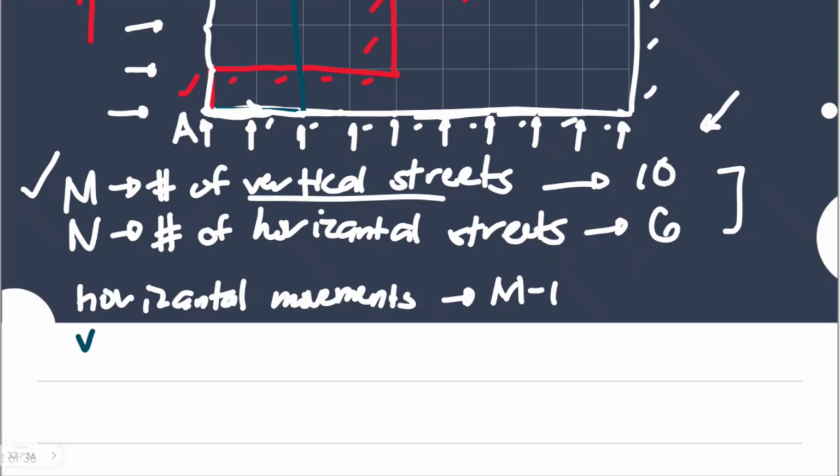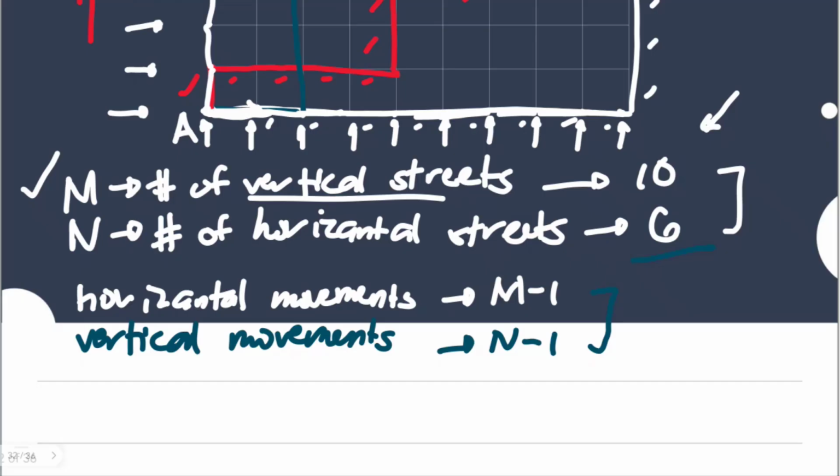The vertical movements is actually n minus 1. The horizontal movements is actually m minus 1. Now, this will be better to be used than this, because for a general type of grid, we don't have a specific value. Unlike this one, we know that there is 10 vertical streets, there are 6 horizontal streets. So we have a specific example here, but for general aspect, we will be using this concept here.